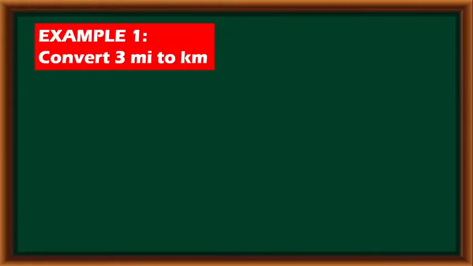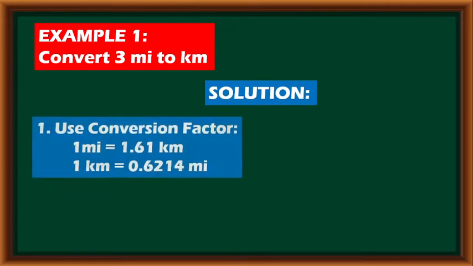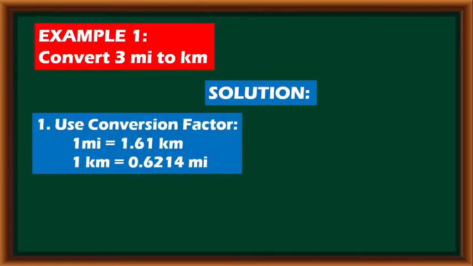Okay, for instance, we have convert 3 miles to kilometer. How many miles are there in kilometer? Of course, in your solution, you always have your conversion factor. That mile is longer than kilometer. For every mile, we have 1.6 kilometer.